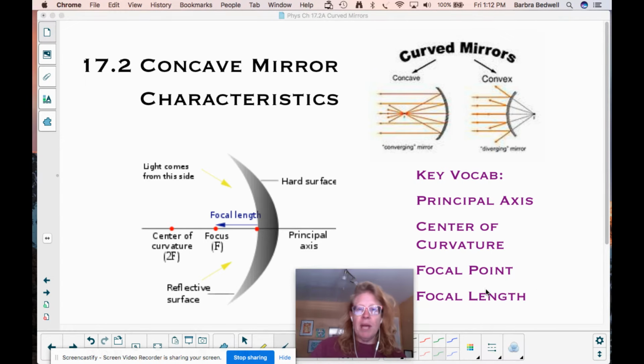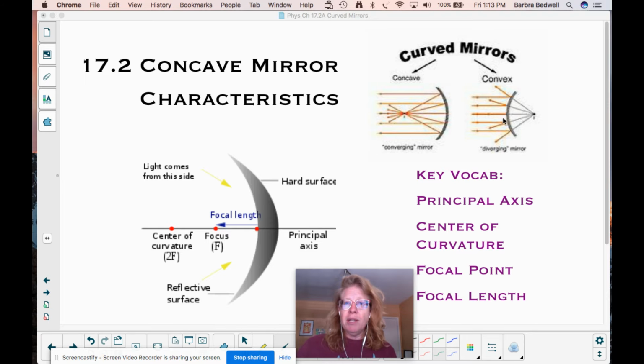We've got some vocab as we start to think about how we draw and represent these sorts of mirrors. This has to do with ray diagrams, but there's some basic vocabulary about the shape of a curved mirror that we need in place. You can see the language over there on the right: principal axis, center of curvature, etc. These are key terminology that we need to be able to use.